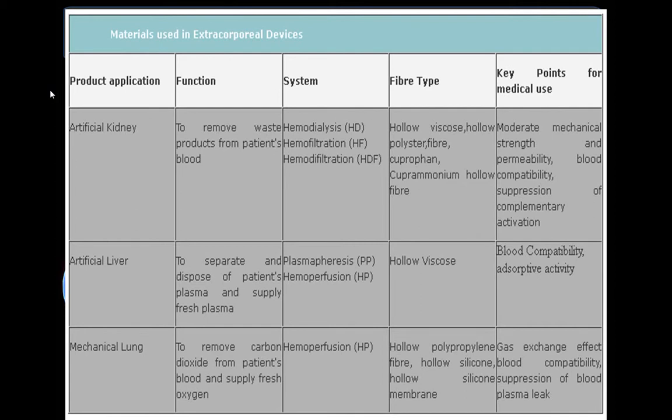Mechanical lungs: as we all know, the main function of the lung is to remove carbon dioxide from the patient's blood and supply fresh oxygen. The system is hemoperfusion, and fiber types used are hollow polypropylene fiber and hollow silicone membrane.